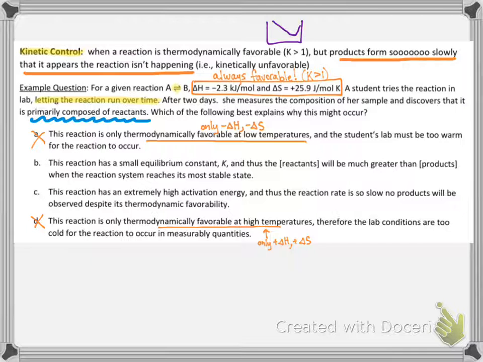We also know it's not going to have a small equilibrium constant, so it can't be B, because K has to be greater than 1. It's a negative delta G. It's thermodynamically favored. Well, hopefully that means C is the right answer because we've narrowed down everything else. And indeed, it is describing kinetic control. The reaction has an extremely high activation energy, right? It's a really high energy bump to get over, and so it's going to be really, really slow.